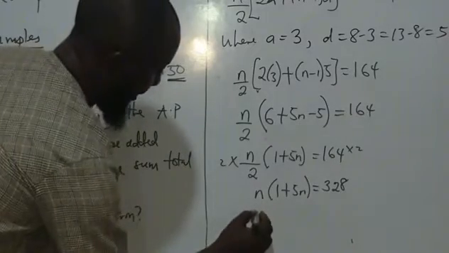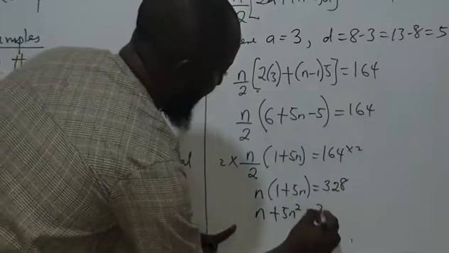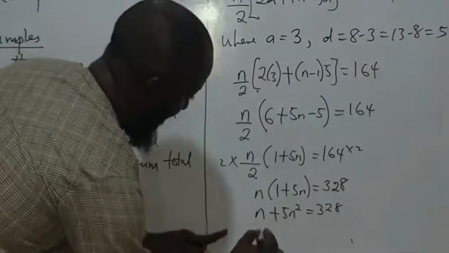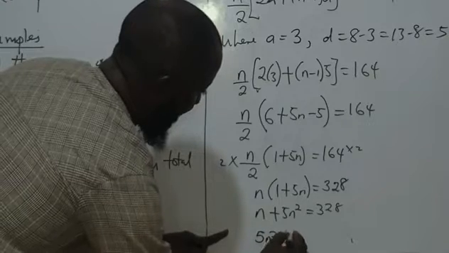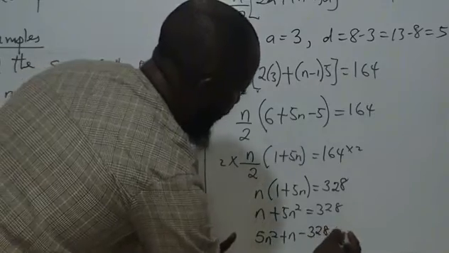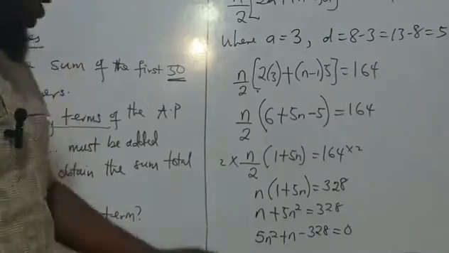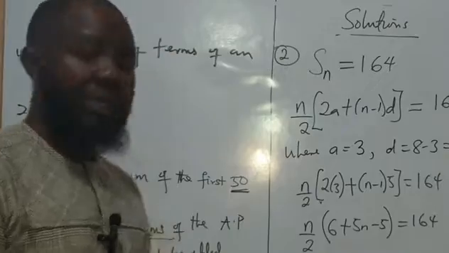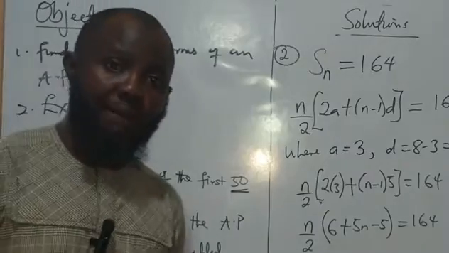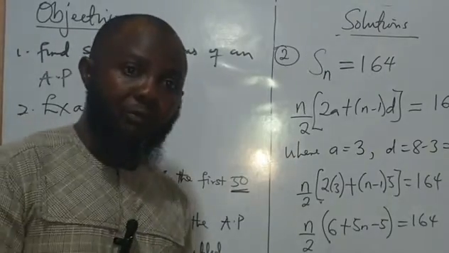We open this, it will give us n plus 5n squared equals to what? 328. So we can rewrite this in this form: 5n squared plus n, then bring this to this side, minus 328 equal to 0. So this has led us to a quadratic equation, which we can use three methods to solve. Either use the factorization method, the completing the square method, or we make use of what? The formula method. We're going to test if factorization can go, or if the formula method can go.